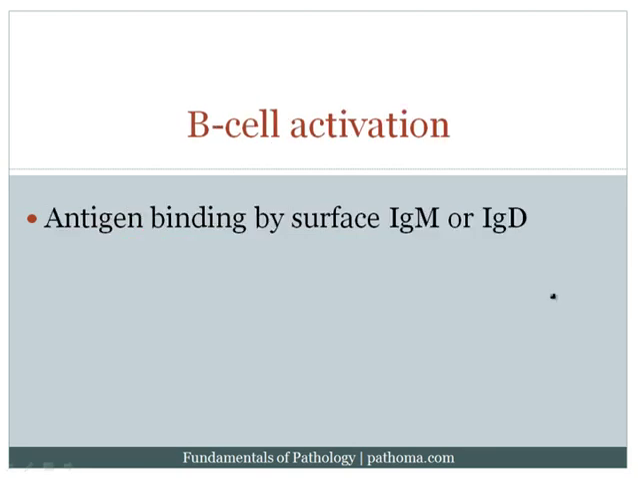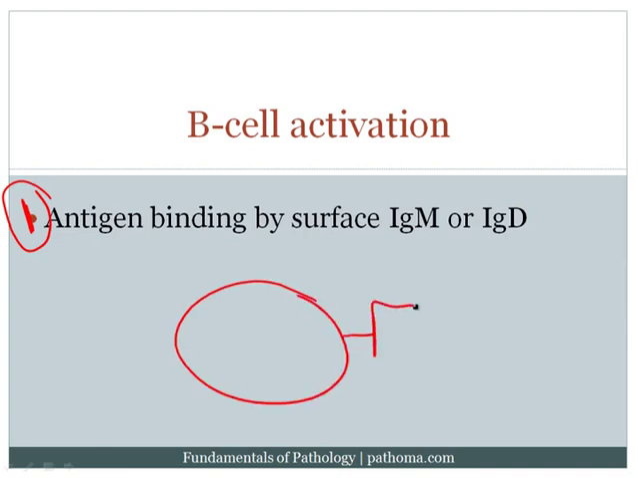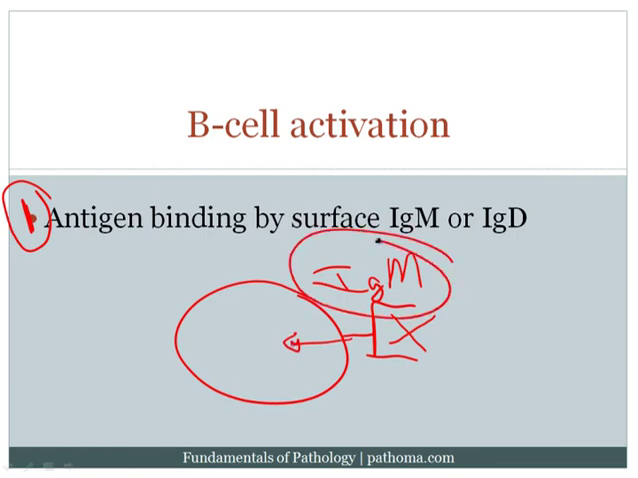Now, how do B cells get activated? There are two ways. The first way by which B cells get activated is antigen binds the IgM or IgD. So for example, this is a B cell. It's got a surface receptor. Let's say that this surface receptor is actually IgM. All right? An antigen comes, it binds the surface IgM. That sends a signal to the B cell, and this B cell will then become a plasma cell, and it will become an IgM secreting plasma cell. So that's one way by which B cells can become activated.